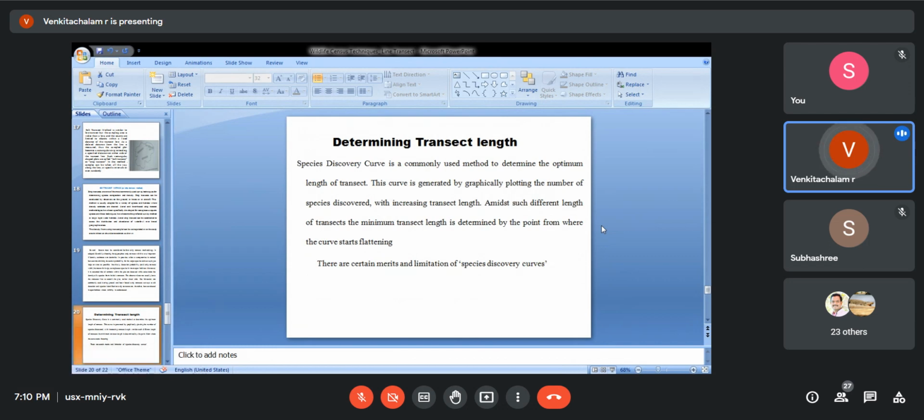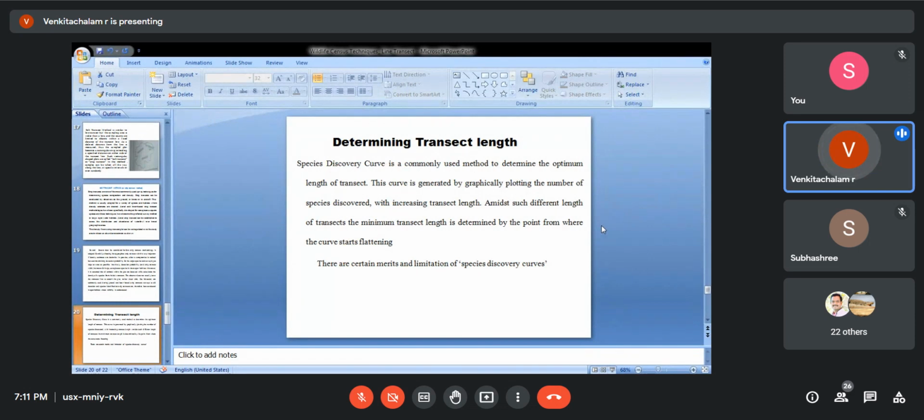And also determining transect length. For this case, we have to use the species discovery curve. It is a commonly used method to determine the optimum length of the transect. This curve is generated by graphically plotting the number of species discovered with increasing transect length. The minimum transect length is determined by the point from where the curve starts flattening.